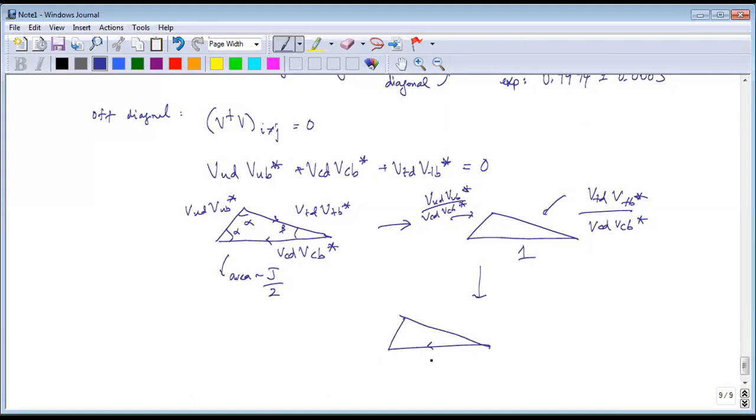So I'm just going to put some arrows in. This is now -1. We're going backwards. Okay, I'm going to make the coordinates here at the origin 0, 0. This is going to be 1, 0. And then up here, you can show are the entries rho bar, eta bar. So again, here's my angle alpha, beta, and gamma. And we can see, for example, the beta angle is going to be related to VTD, VTB star combination, etc.